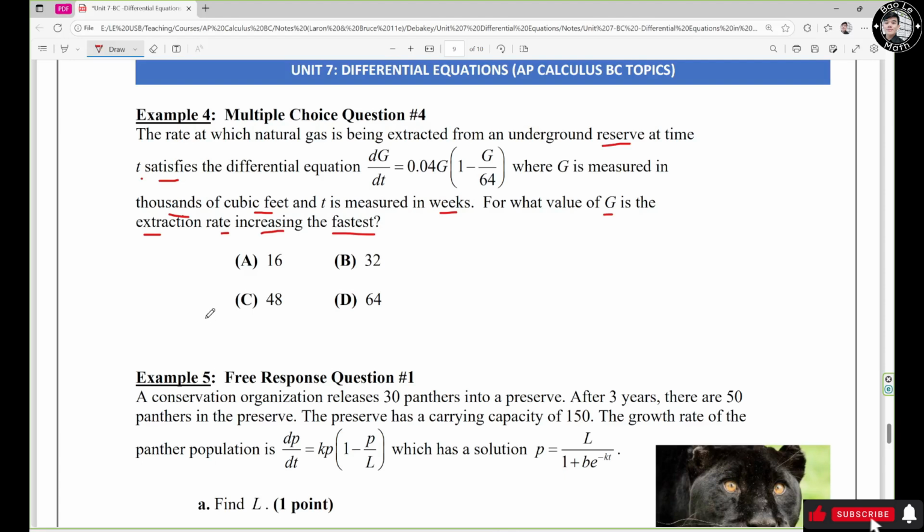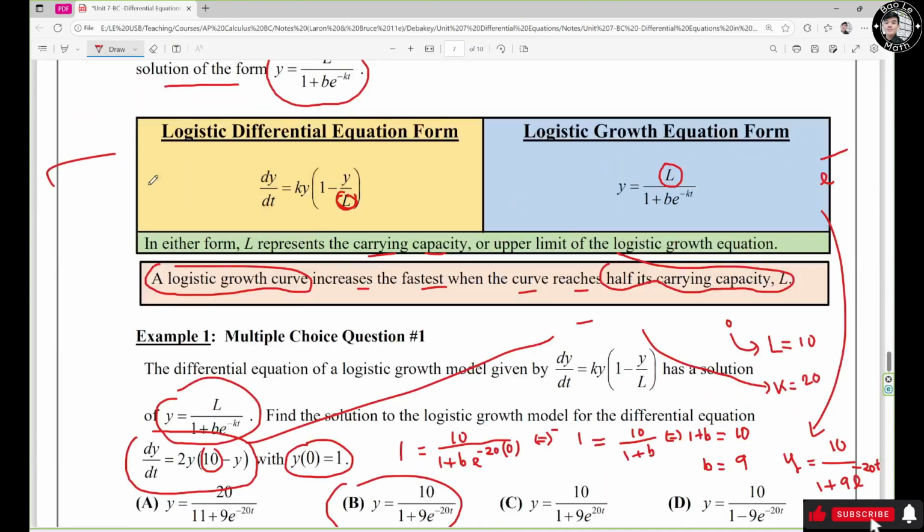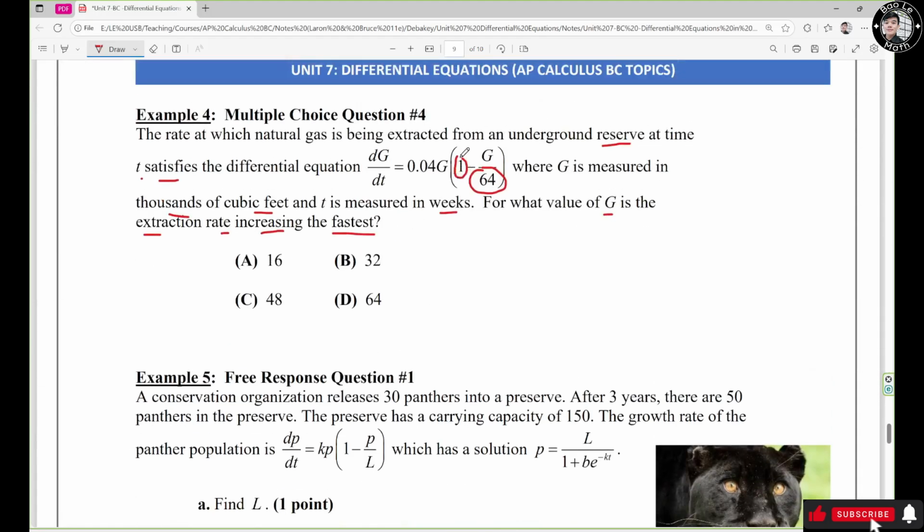Now example number 4 is similar to example number 3. Alright. So you're gonna say that the extraction rate is increasing the fastest when the model reaches half its carrying capacity. Right? Now this one is the carrying capacity by using the formula right here, L right here. Now, before you use the formula, make sure you convert this one to this form. Right? Make sure you have one right here. So you observe that this one right here, you have one right here. So it's going to be exactly that form, right?